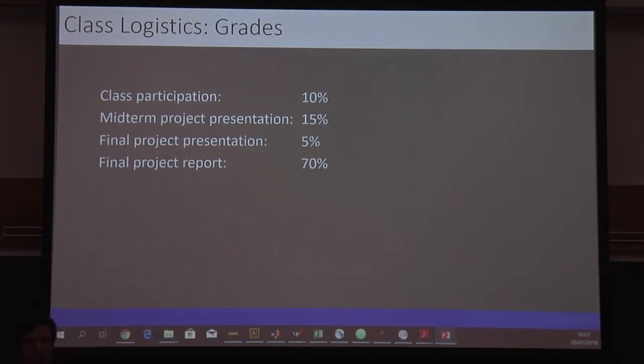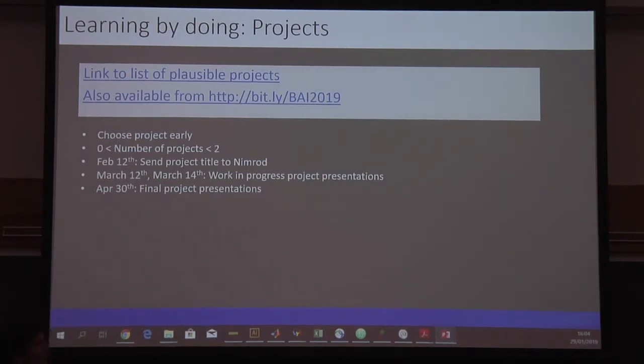I'm going to talk about projects very, very soon. You'll have to do a midterm presentation of the projects that you're going to be working on, and then the final project presentation, and then most of your grade will be determined by what you did in that project and the final project report. So there's a link here to projects. You have to pick one of those projects. You cannot pick two. You cannot pick zero. You have to pick only one.